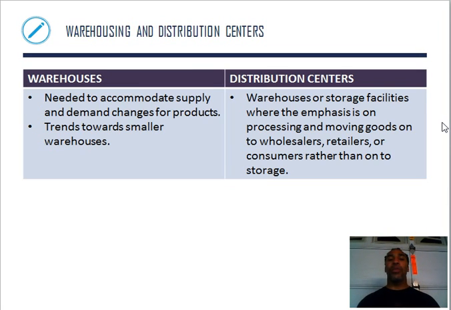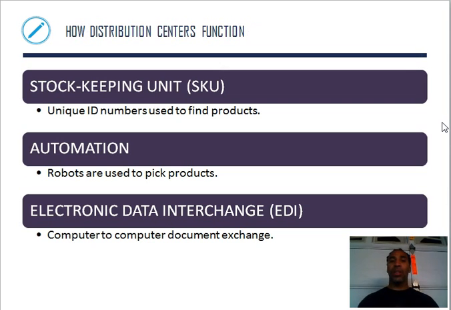Warehouses and distribution centers. Warehouses need to accommodate supply and demand changes for products, right? Trends towards smaller warehouses leave less product on hand, so we're not spending so much money. And let's see if we can actually manage the process and know how much is going in and out. Distribution centers are warehouses or storage facilities where the emphasis is on processing and moving goods to wholesalers, retailers, or consumers rather than on storage. We don't want to, and that's the trend, we don't want to have things in storage. We want to know and be able to forecast exactly how many units we need to sell.